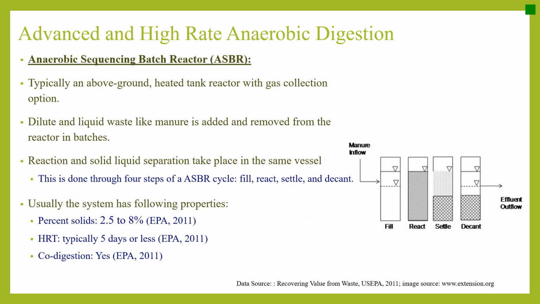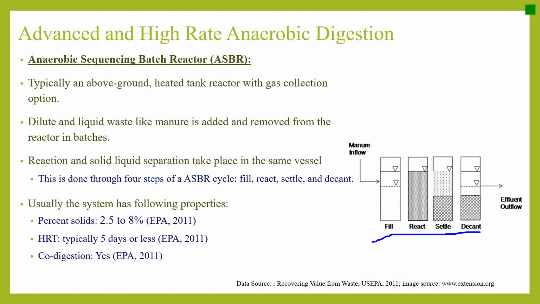Anaerobic sequencing batch reactor, or ASBR. It is typically an above ground heated tank reactor with gas collection option. Dilute liquid waste like manure is added and removed from the reactor in batches. Reaction and solid-liquid separation take place in the same vessel, and this is done through 4 steps of the ASBR cycle: fill, react, settle and decant.